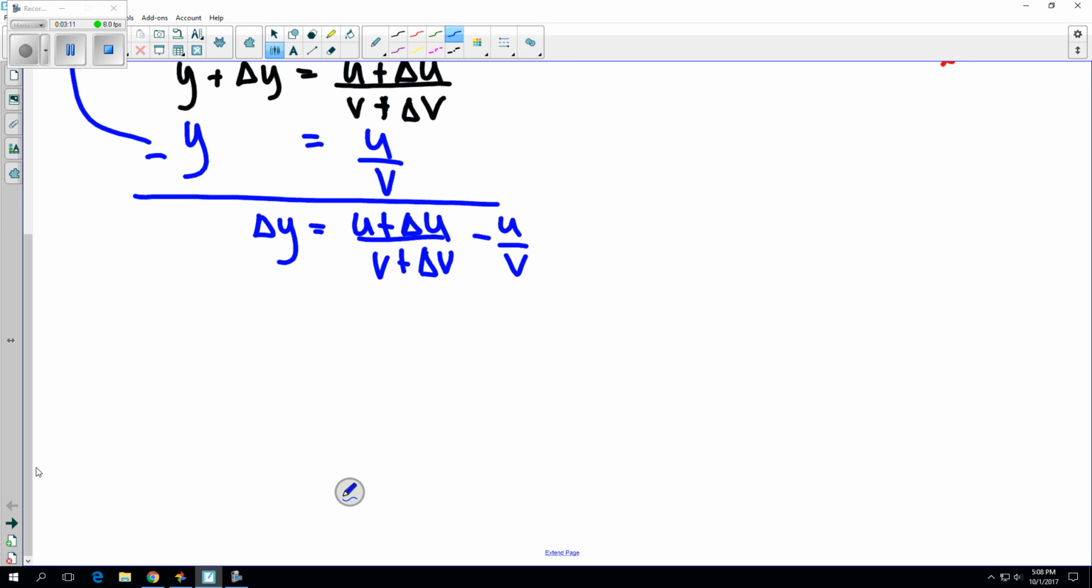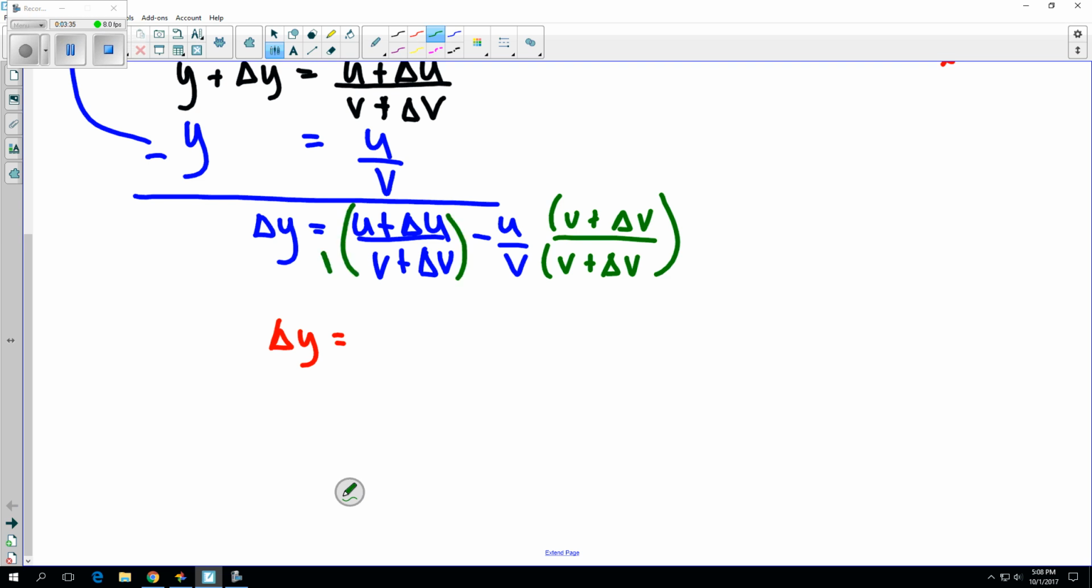I'm thinking if I could just simplify the right-hand side a little bit by getting a common denominator. This fraction is missing the v plus delta v. So I'm going to multiply by 1. So we've done that a lot, and we've talked about, like, man, that 1 is pretty important. In this fraction, it looks like I just need to multiply by a v. So now I have a common denominator. So my denominator is v times v plus delta v.